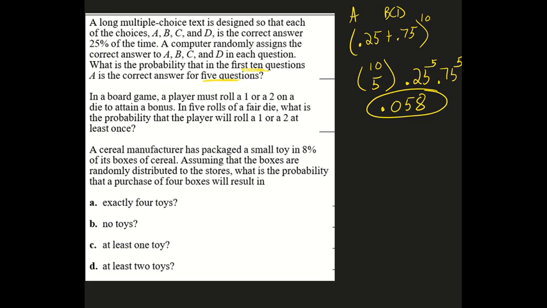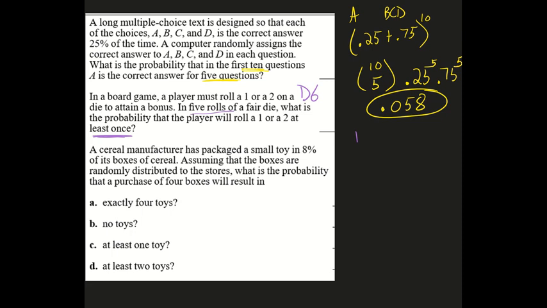All right, so what we want to look at, so our board game, player must roll a 1 or a 2 on a die to attain a bonus. We're talking about this as a D6, so it has 6 sides. So in 5 rolls of a fair die, what's the probability that they'll roll a 1 or a 2 at least once? So first thing we need to do, set up our binomial. And this is one where, for this specific problem, some people get thrown off with the 1 or a 2. So what's going on there? Just look at it as your 2 cases.